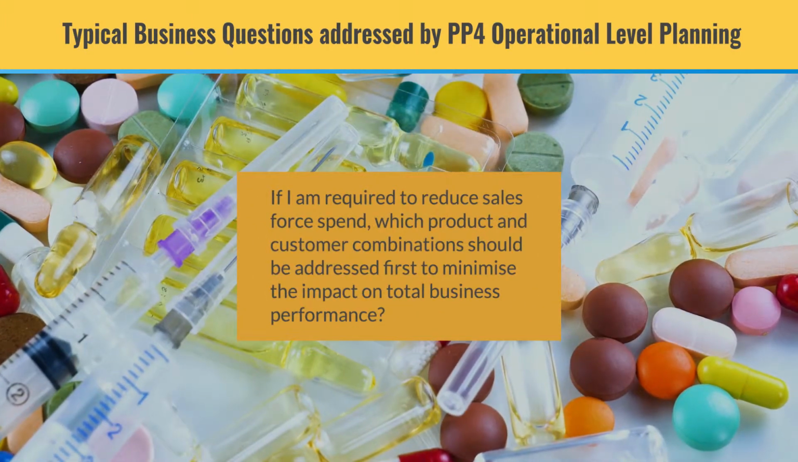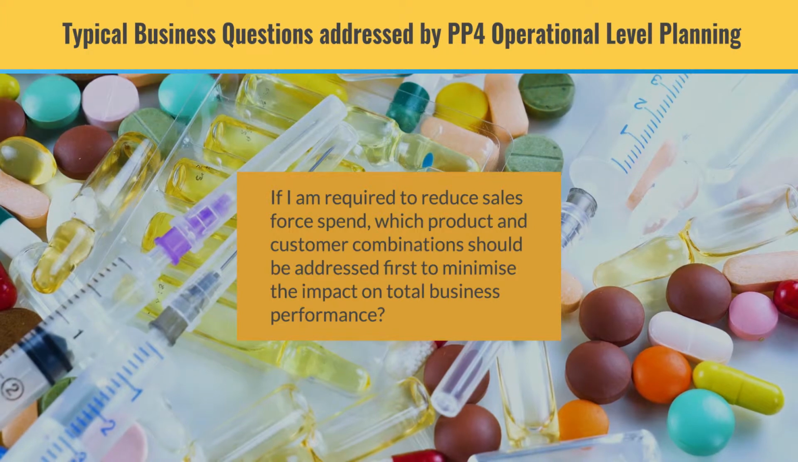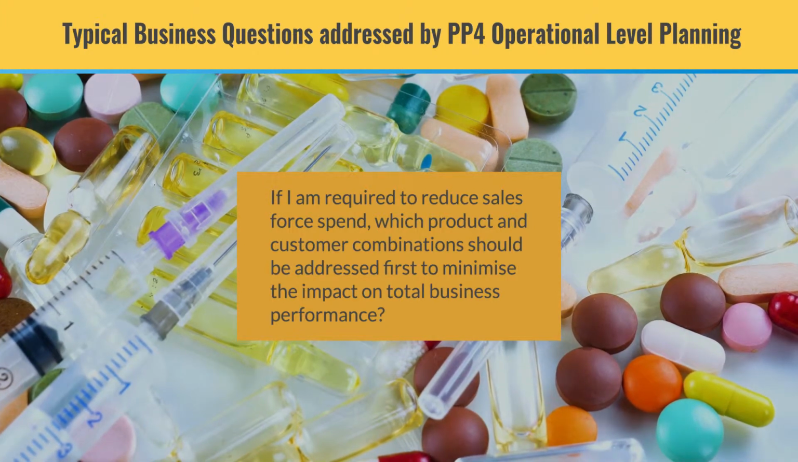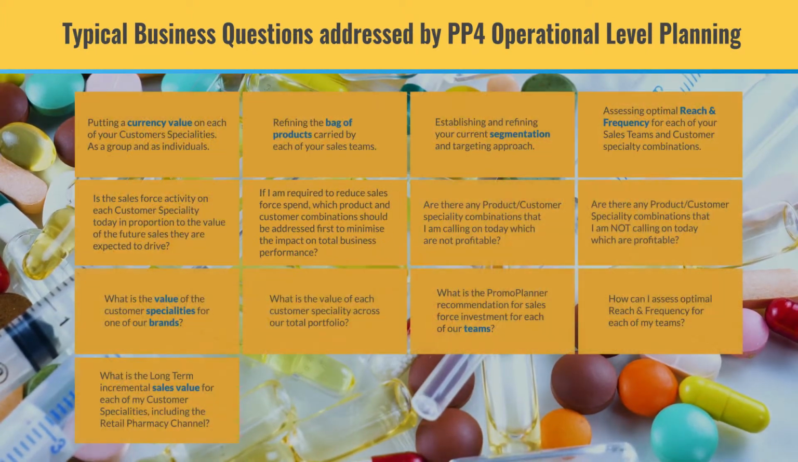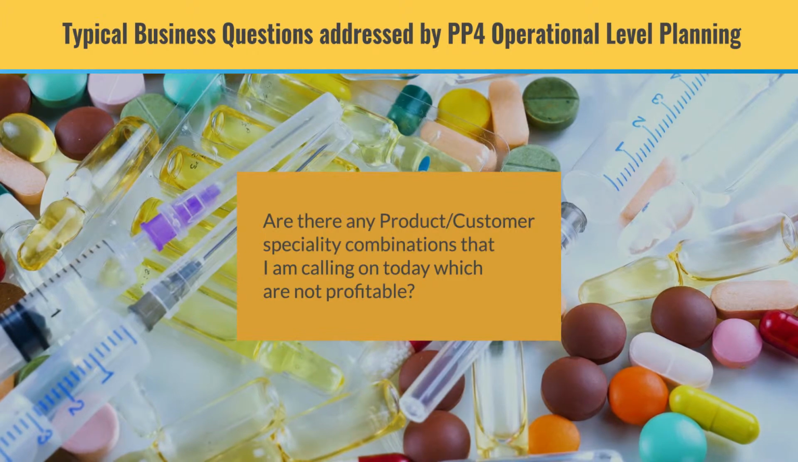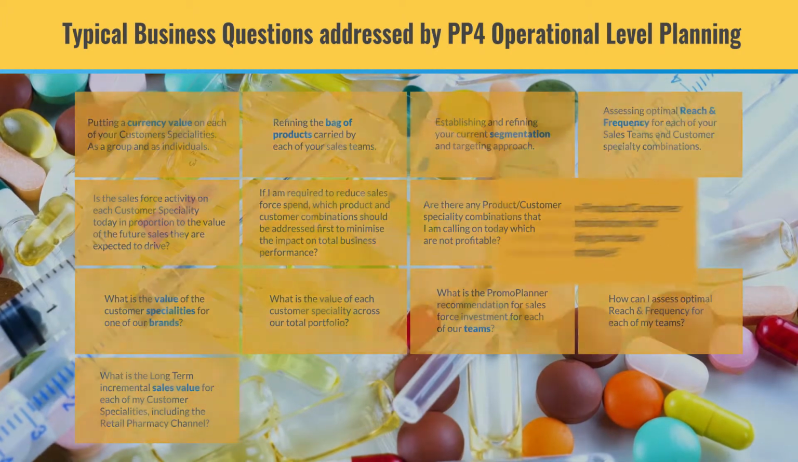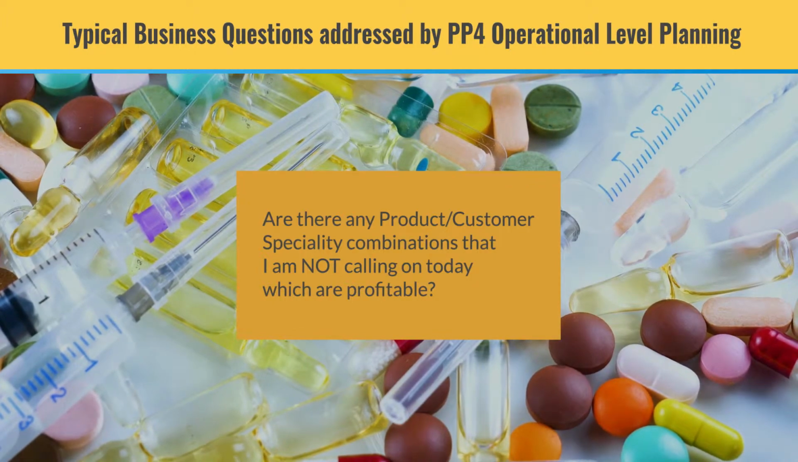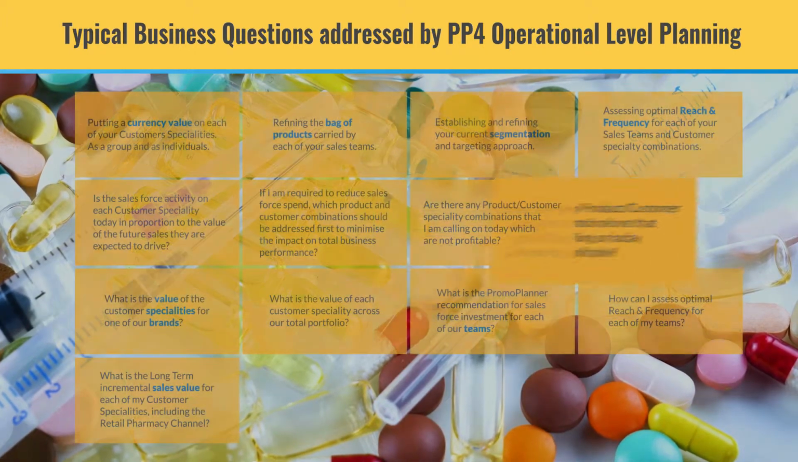If I am required to reduce sales force spend, which product and customer combinations should be addressed first to minimize the impact on total business performance? Are there any product customer specialty combinations that I am calling on today which are not profitable? Are there any product customer specialty combinations that I am not calling on today which are profitable?